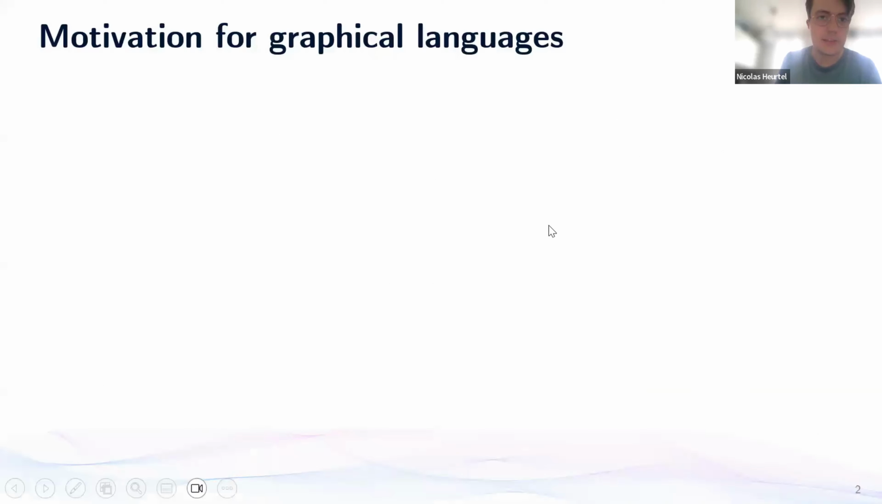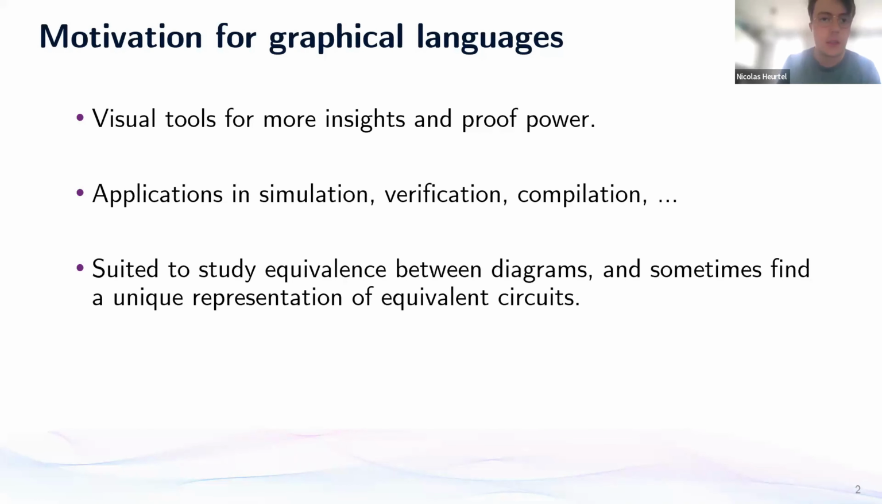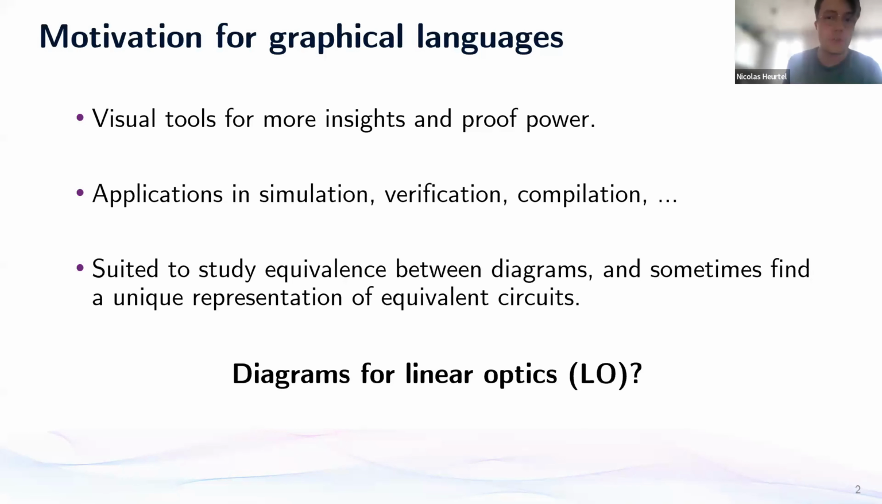I guess as it is a ZX seminar, you won't be the most difficult public to motivate for the graphical stuff. But I would like to specify maybe one point of motivation. We know that graphical language is very useful for many things because we have more insight on some things and so more applications. In particular, it is very well suited to study equivalences between diagrams. Specifically, it also sometimes finds a unique representation of processes, so normal forms sometimes. And so that's kind of the question that we will ask now.